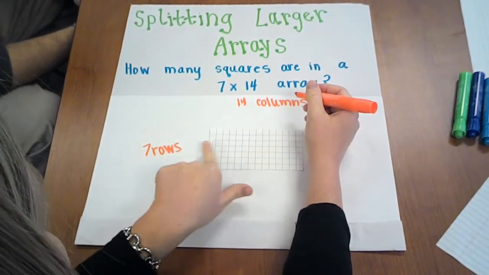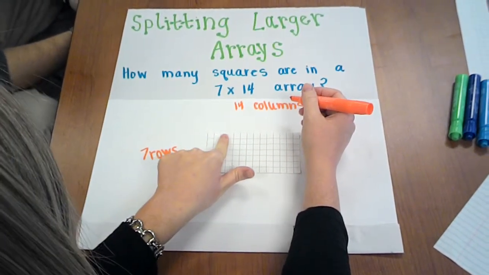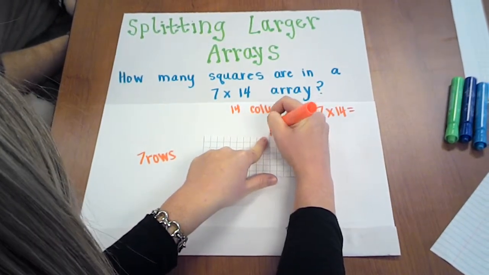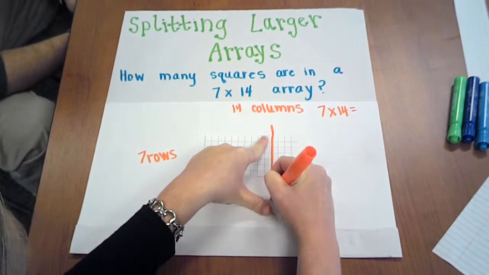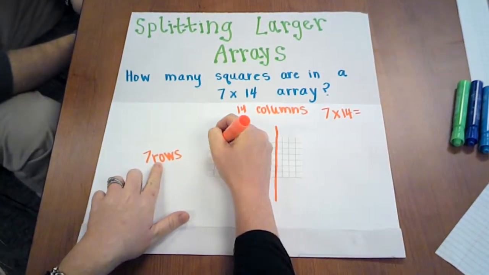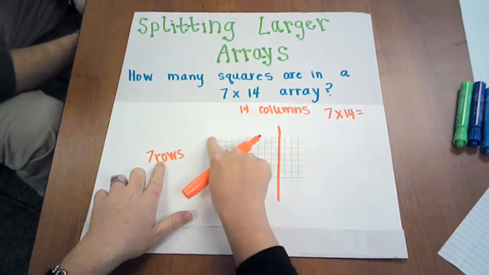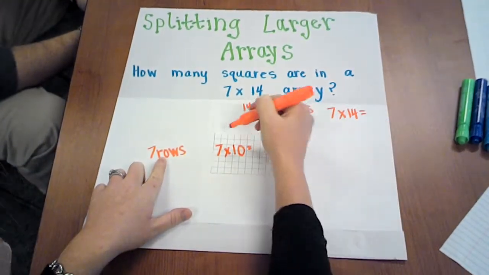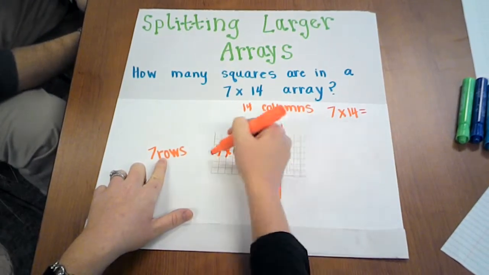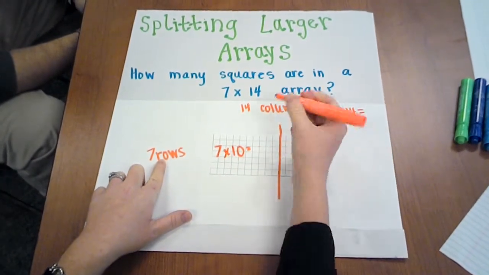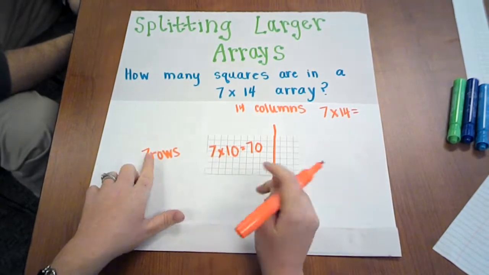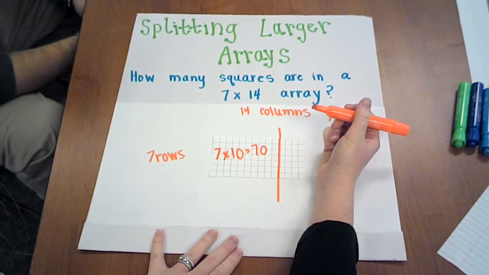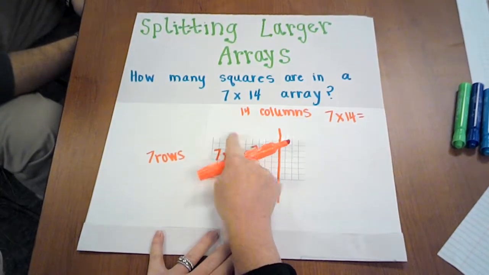So I still will keep my 7 rows, but I have 1, 2, 3, 4, 5, 6, 7, 8, 9, 10. I'm going to make 10 in each row instead of 14. So I still have my 7 rows, but now there's 10 in every row. So it's a lot easier for me to count 10, 20, 30, 40, 50, 60, 70. So I just found out that there are 70 squares in this entire section of my array. So it's a lot faster than counting one by one.